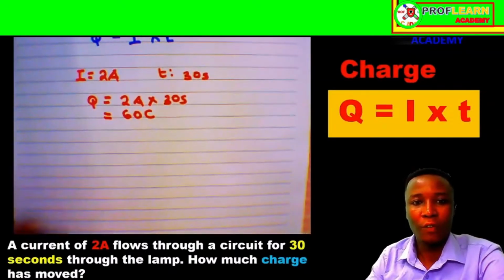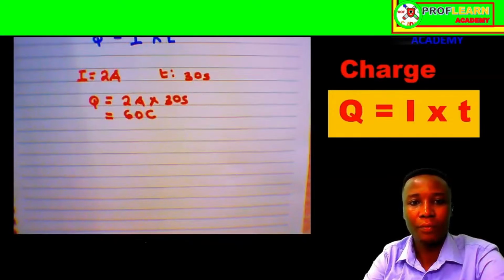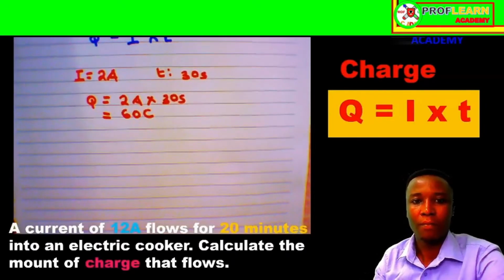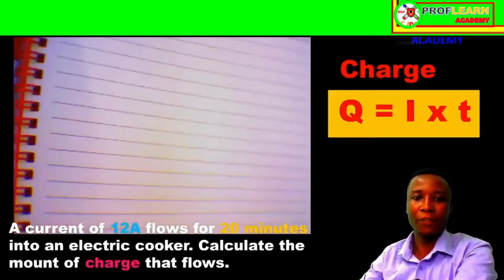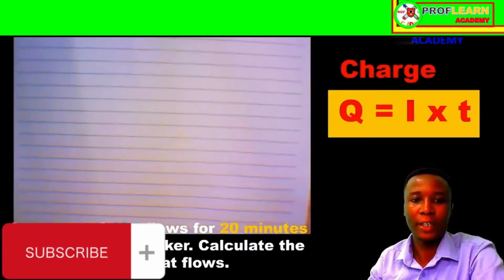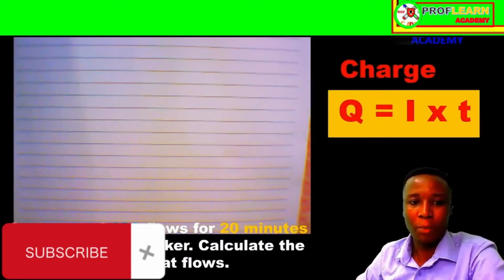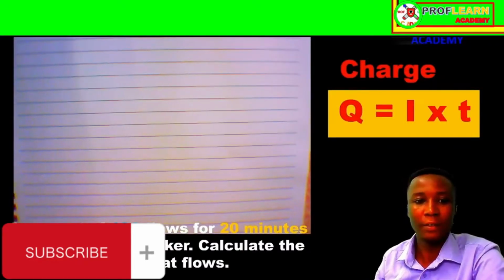Now we need to move straight to the second question, where we are told a current of 12 amperes flows for 20 minutes into an electric cooker. Now we are supposed to work out the charge there.